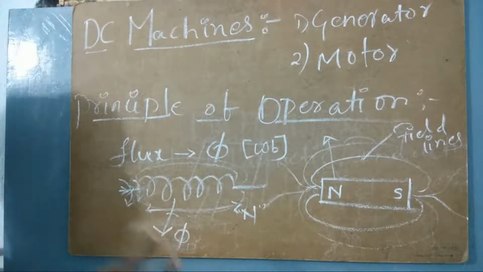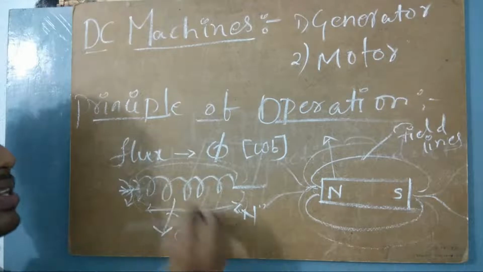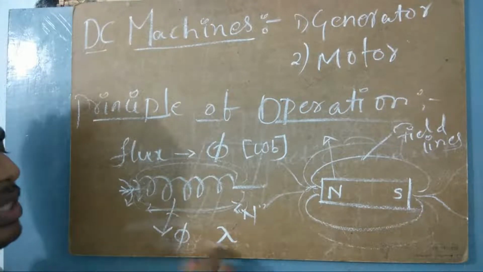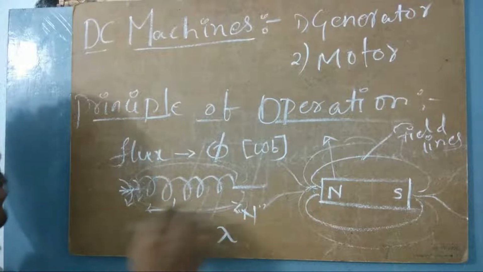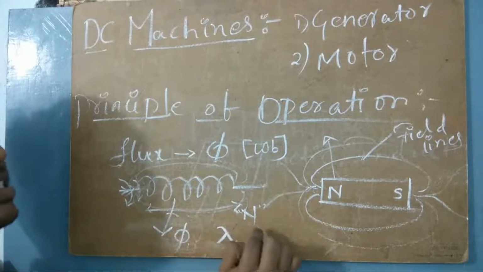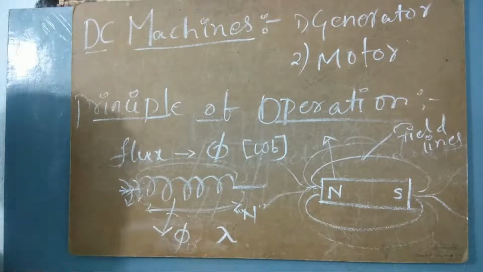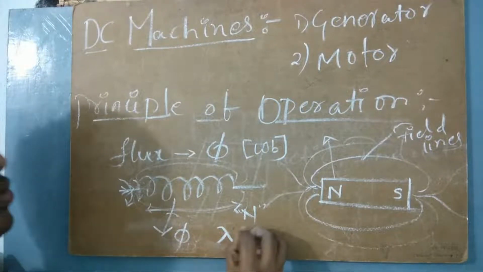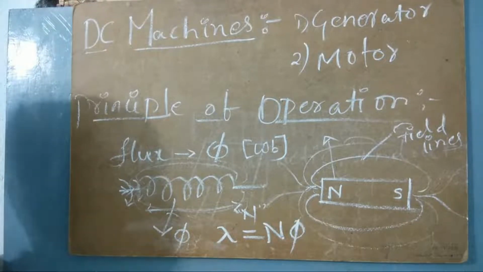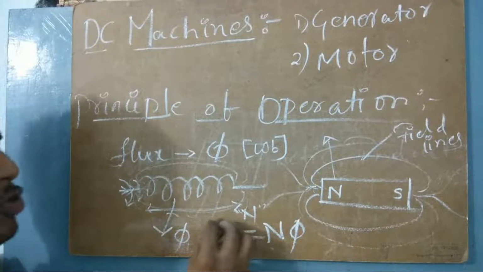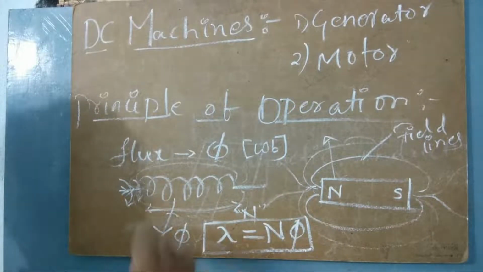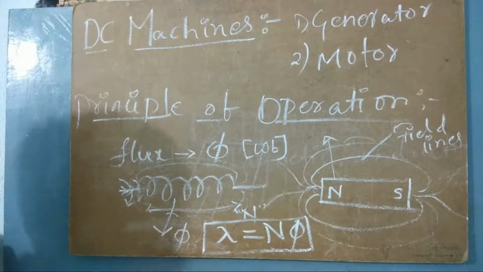Lambda, because I did not tell you this, flux linkage is normally denoted with lambda. So how can I calculate flux linkage here? The flux linkage for n turns is nothing but n multiplied by the flux, phi. So that is equal to n into phi. If you are writing some notes, please keep this as a note. Don't leave all those things, but this one keep it as a note.